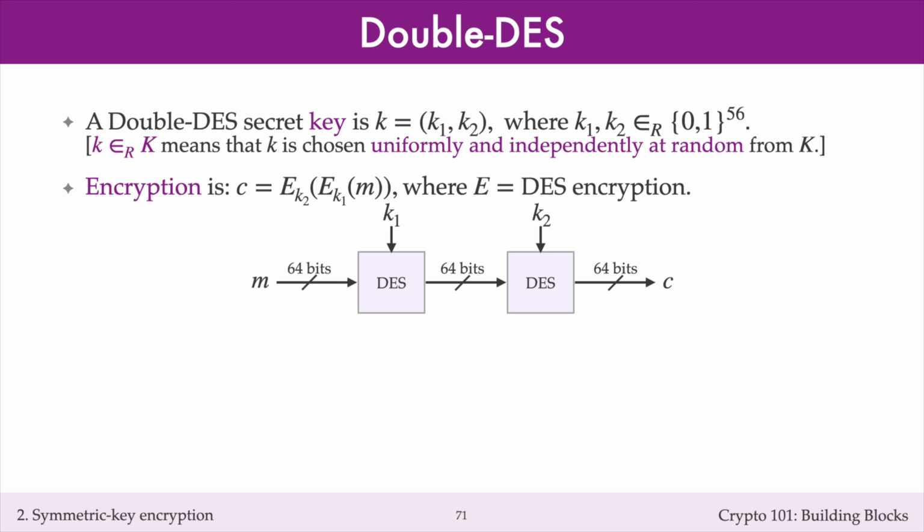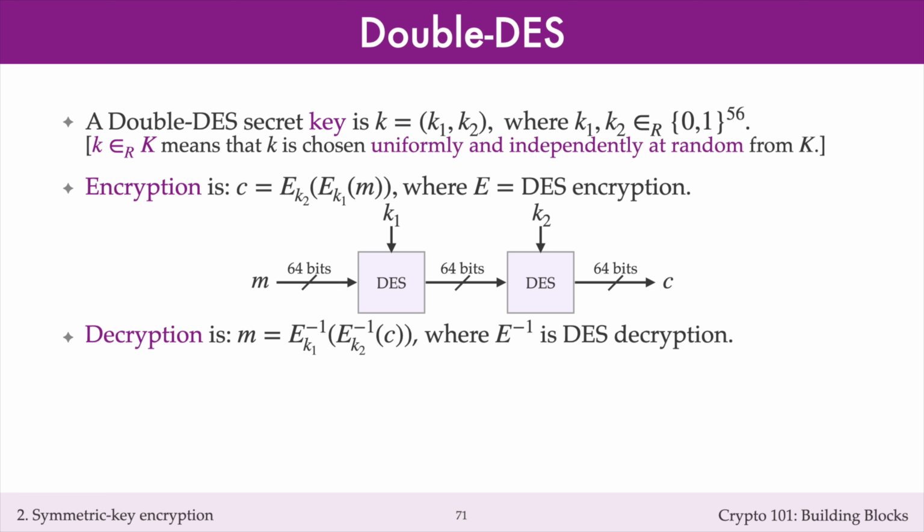Encryption in double DES works as follows. The plaintext message of length 64 bits is first encrypted using single DES and the first key K1. The resulting ciphertext is re-encrypted with single DES using the second key K2. The result is a double DES ciphertext. Double DES encryption is depicted by this equation.